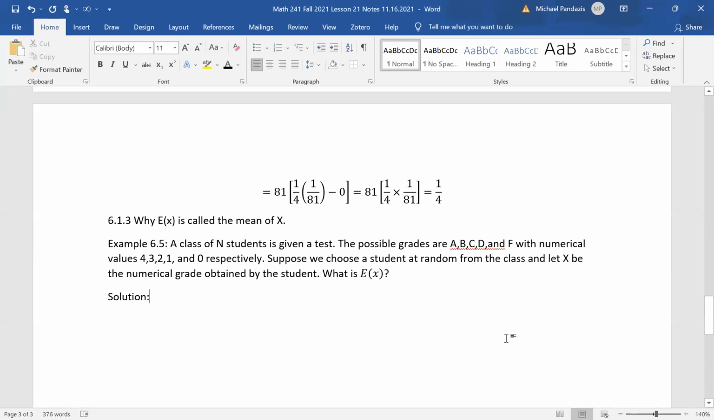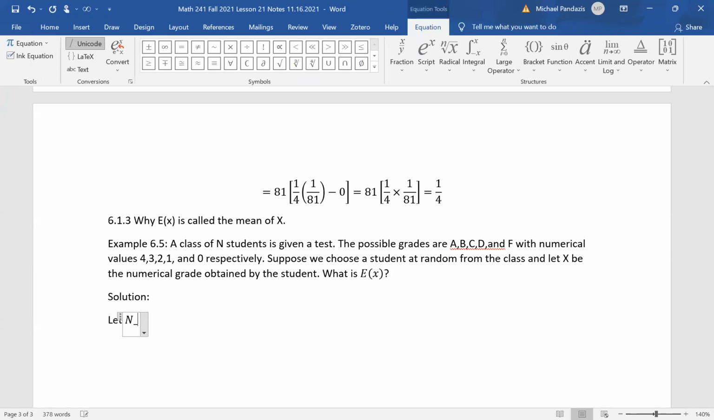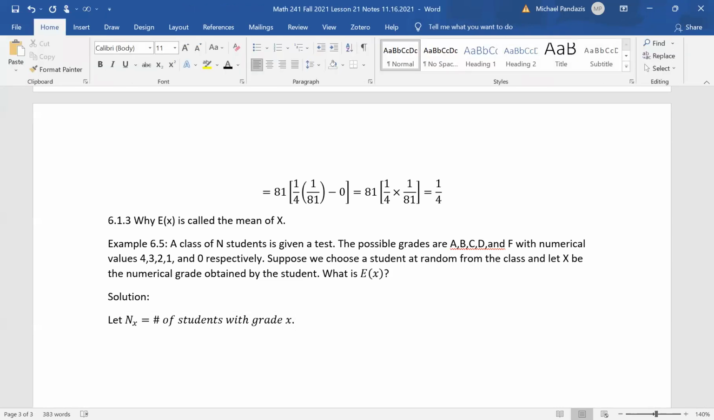Okay, so you have a class of capital N many students, and then they're given a test. Possible grades are A, B, C, D, and F with numerical values 4, 3, 2, 1, and 0 respectively. Suppose we choose a student at random from the class and let capital X be the numerical grade obtained by the student. What is E of X? So first we introduce our own variable, n sub x. Let n sub x equal the number of students with grade x. Okay, so n sub x is the number of students with grade x.